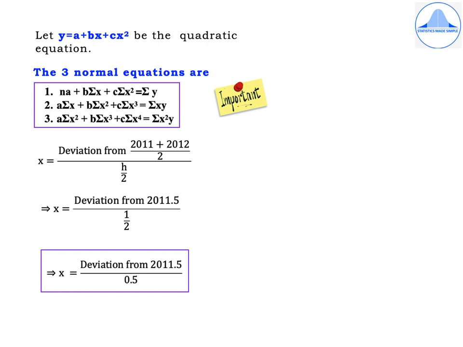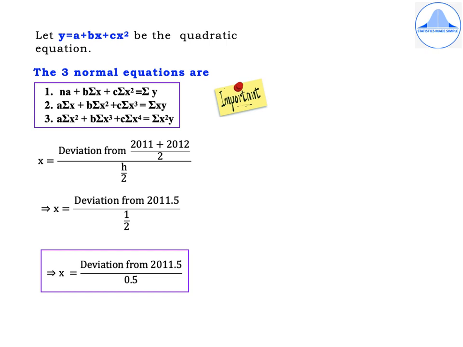Now, as the number of years are even, you have to use the formula for x as deviation from the arithmetic mean of the two middle years divided by h by 2, which is deviation from 2011 plus 2012 divided by 2, divided by h by 2, where h is the difference between the years. So we get x equal to deviation from 2011.5 divided by 1 by 2, or x is equal to deviation from 2011.5 divided by 0.5. Proceeding with the calculations in the table.